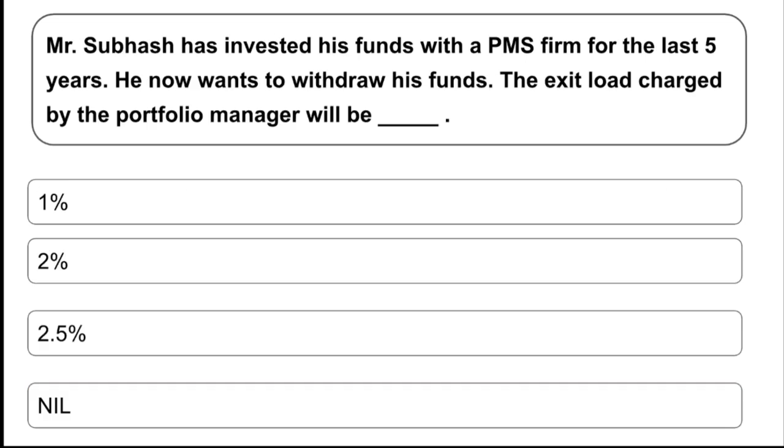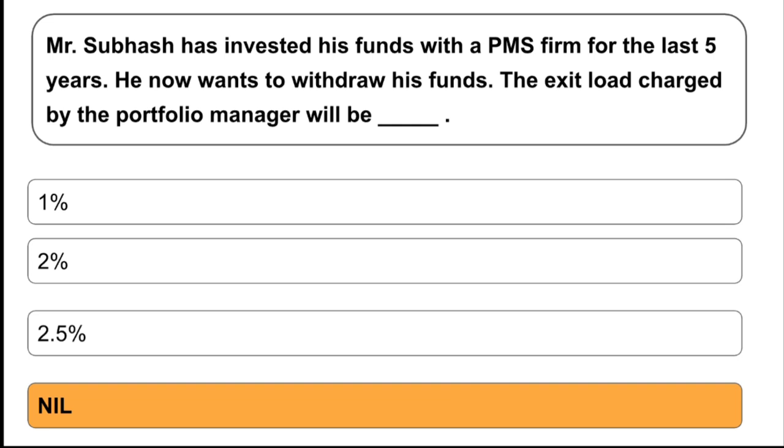Going to the next question. Mr. Subhash has invested his funds with PMS firm for the last 5 years. He now wants to withdraw his fund. The exit load charged by the portfolio manager will be. Options are A 1%, B 2%, C 2.5%, D nil. So you have to understand how this works, because for the first 1 year it will be 3%, 2 years it will be 2%, 3 years it will be 1%, and after 3 years it doesn't matter, exit load will always be nil. So in this question you see that the question says 5 years, so in this case the exit load charge will be nil.